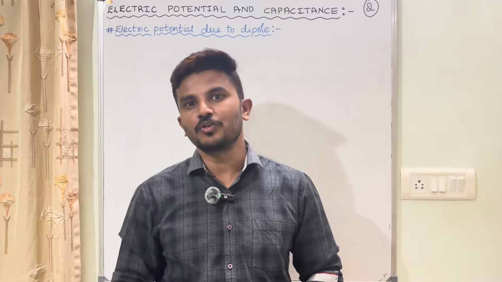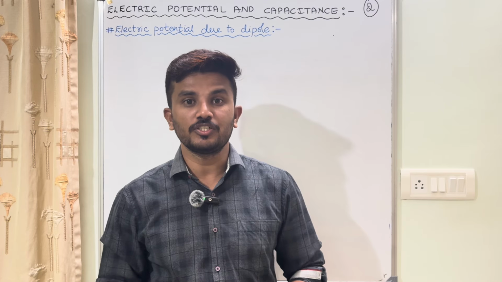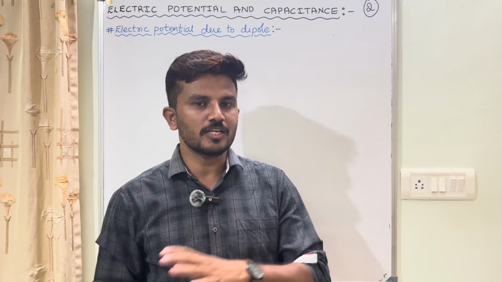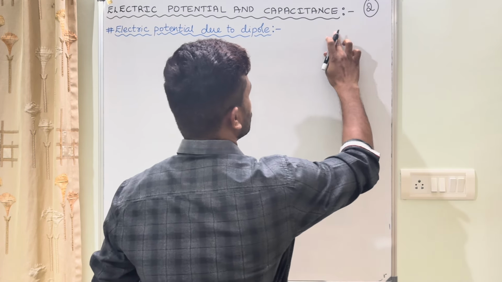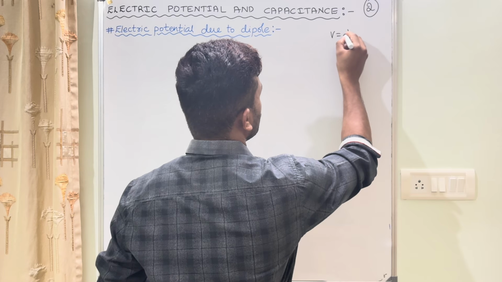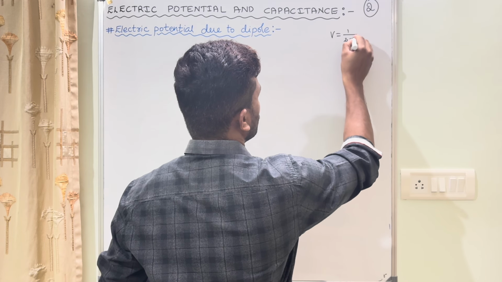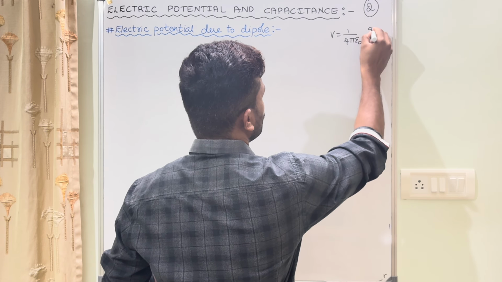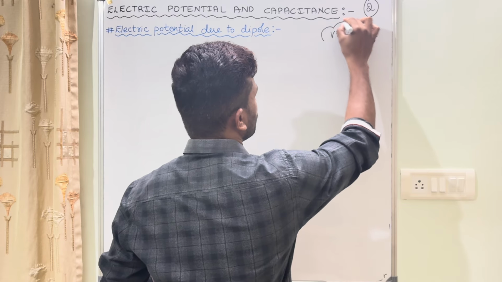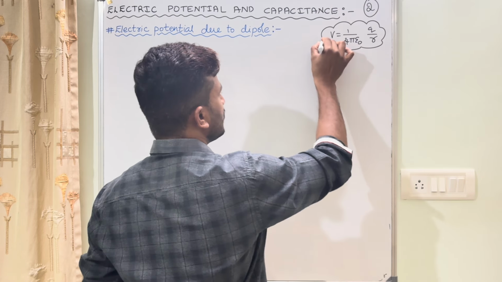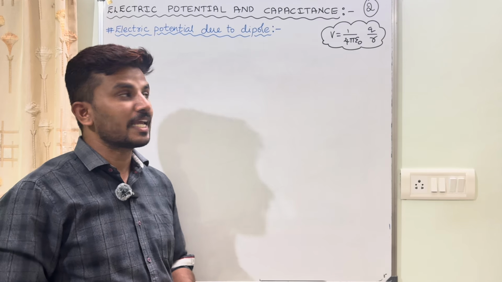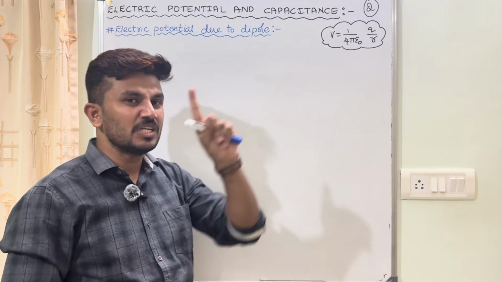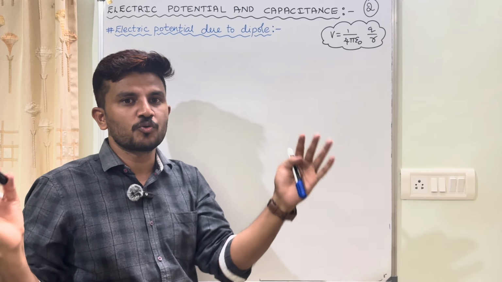So in this session we are going to discuss the electric potential due to a dipole. In the last class we have already derived the expression for electric potential due to a point charge. So what is that? V is equal to 1 over 4 pi epsilon naught Q divided by R. Yes or no? Now sir, what if we have 3 charges or 2 charges or n number of charges? How do we calculate the electric potential? This is due to only a single charge. What if we have a group of charges?